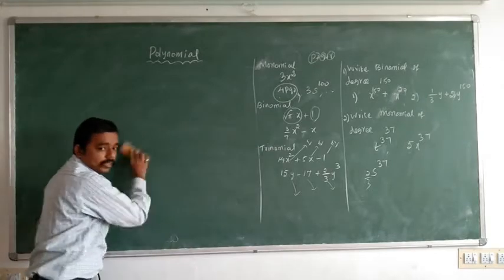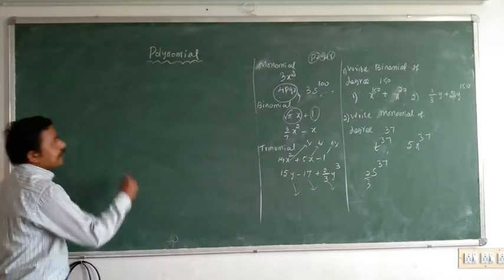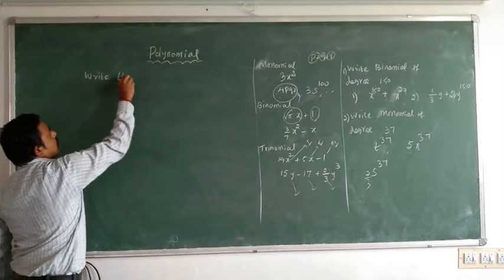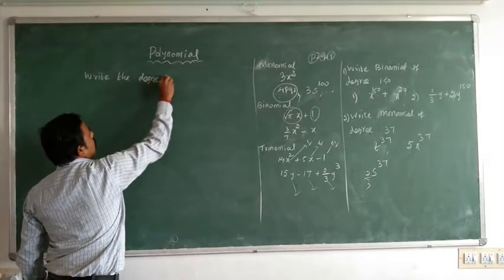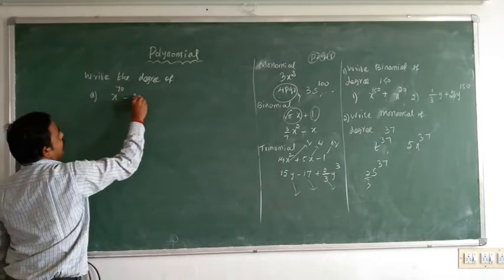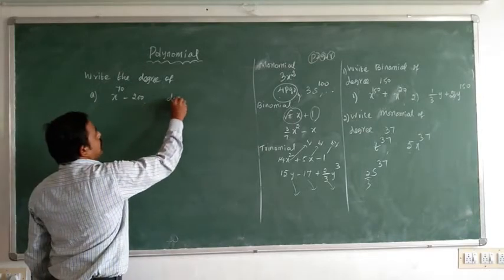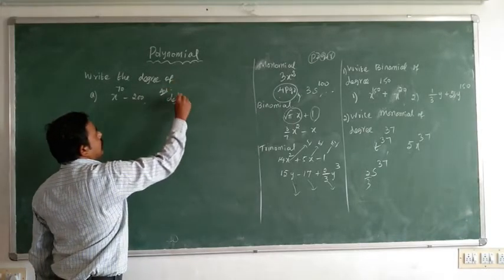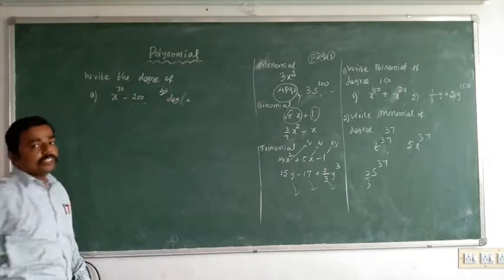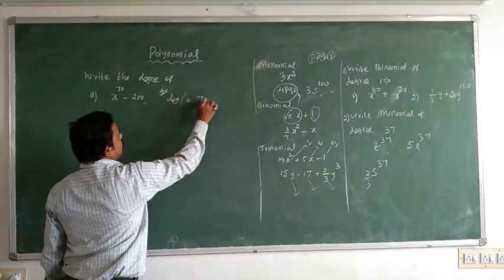Now just write the degree of the first one, x power 70 minus 200. Given example. So now the degree of the answer. Degree of this expression equals, here we need to check the power of the variable. Here the variable power is 70.